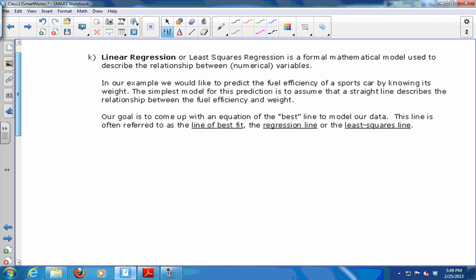So linear regression, or the least squares regression, is a formal mathematical model that we use to describe the relationship between variables. So we want to be able to predict fuel efficiency of a sports car by knowing its weight. The simplest model for prediction would be a straight line relationship. And so our goal is to come up with an equation of the best fit line to model our data. It's called the line of best fit, or the regression line, or the least square line.